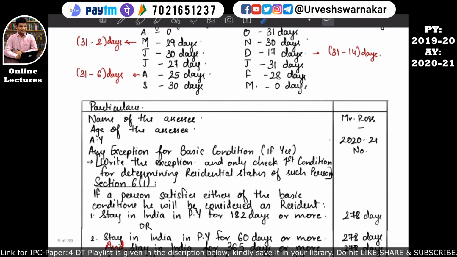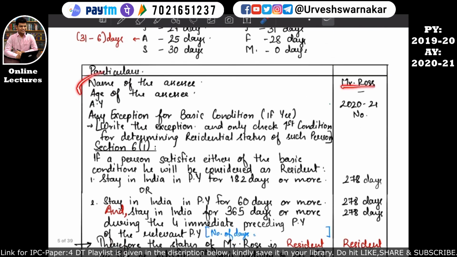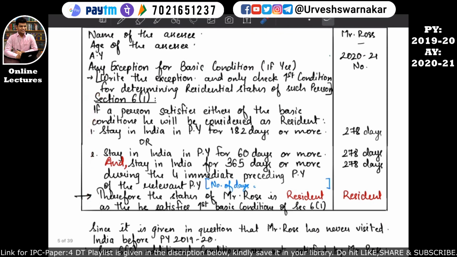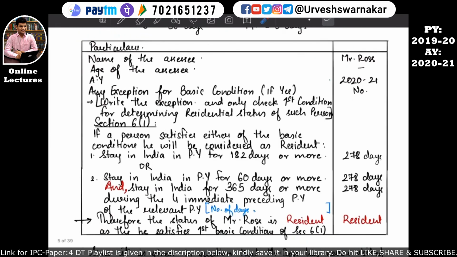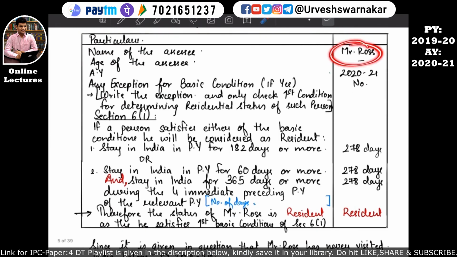And here is our format. Name of the assessee, Mr. Ross. Age of the assessee not given, so we'll put a dash. Assessment year 2020-21. Any exception for the basic condition? No. So we will write section 6 subsection 1. And here we can already see that Mr. Ross has stayed in India for 278 days. That means Mr. Ross has satisfied the first basic condition, that is, stay in India in the previous year for 182 days or more. I hope this is quite clear to you.